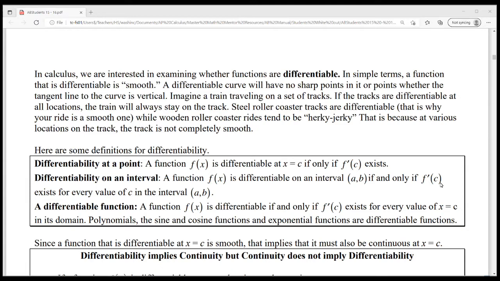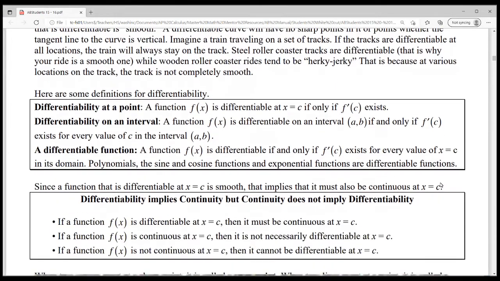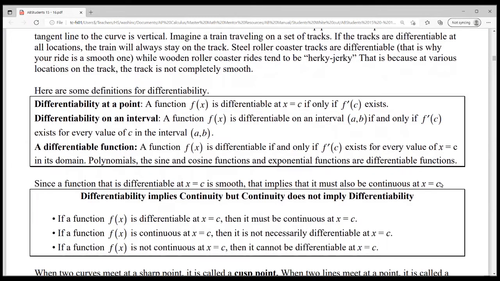A function is differentiable if it is, quote unquote, smooth. It'll have no sharp points, and the tangent line won't be vertical. So if we think about a train traveling on a set of tracks, a function is differentiable if that train remains on the tracks. If that roller coaster or train comes off the track, then it would not be differentiable in that case.